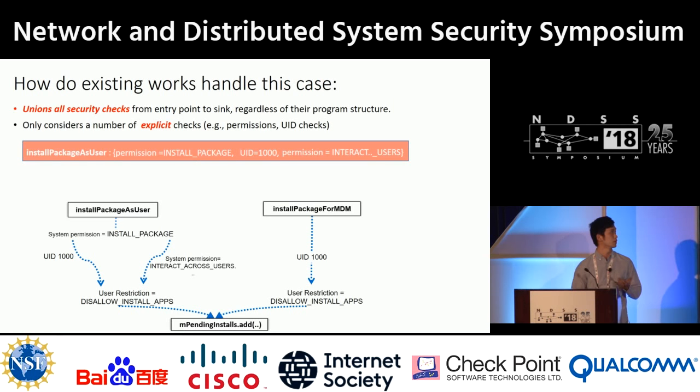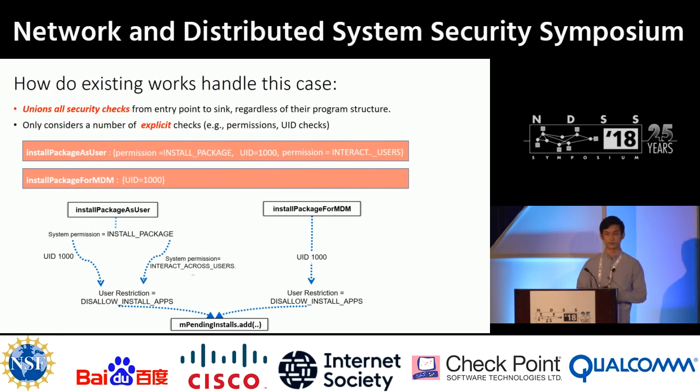Permission equal to install package, UID equal to 1000, and permission equal to interact across users. And for the other API, it will present the security check as UID equal to 1000. Please note that Kratos doesn't consider the check for the user restrictions. And based on these extracted features, Kratos will identify these two APIs as inconsistent. But we'll argue that this is not the appropriate way to perform inconsistency analysis, as they are actually equivalent. They are equivalent from the perspective of a third-party app.